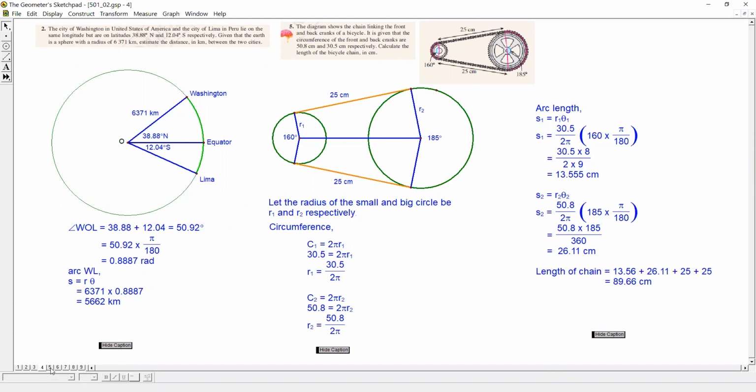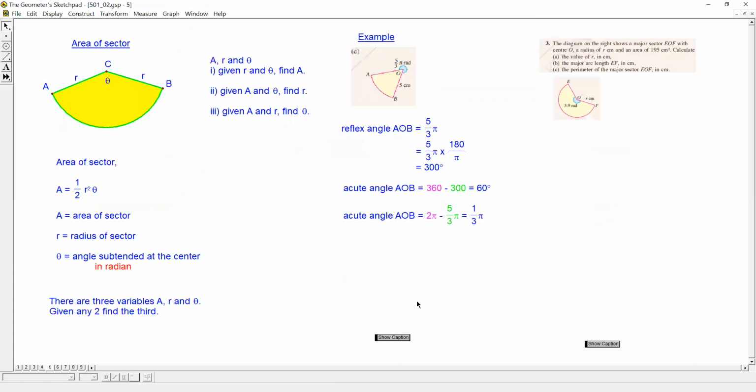Any question regarding this? No, teacher. Anybody else got a question? Just turn on your mic and ask. Okay, no, then we move on to area of a sector.